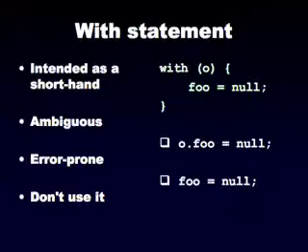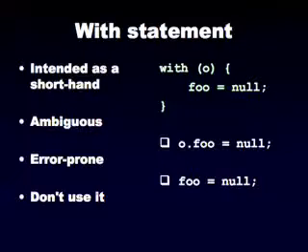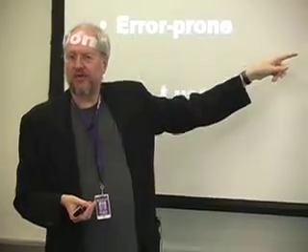JavaScript has a with statement, which was intended as a convenience for dealing with objects. But there is an error in the way it was conceived, and so I don't recommend you use it. It's ambiguous and error-prone. So here's an example. We have a with statement with some object, foo equals null. Now, it could mean o.foo equals null, or it could mean the global variable foo means null. Anybody have a guess as to which one it means? Well, it turns out you can't tell.